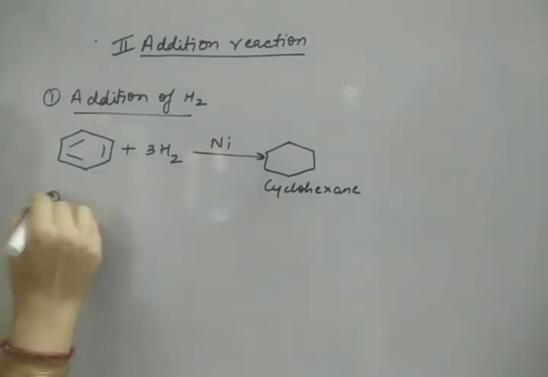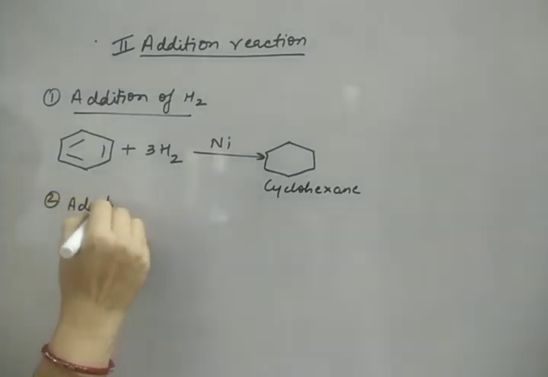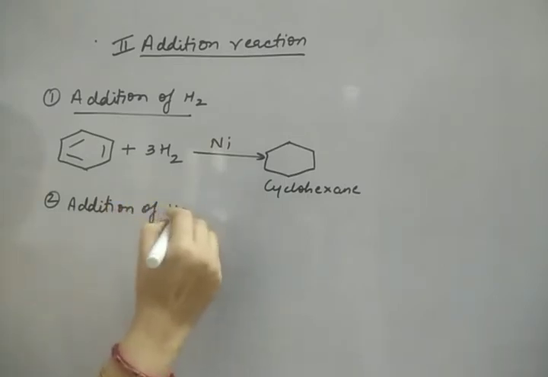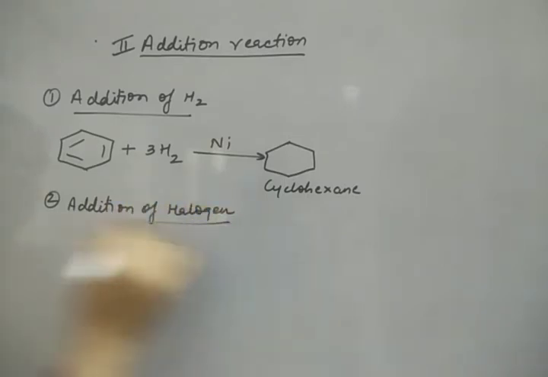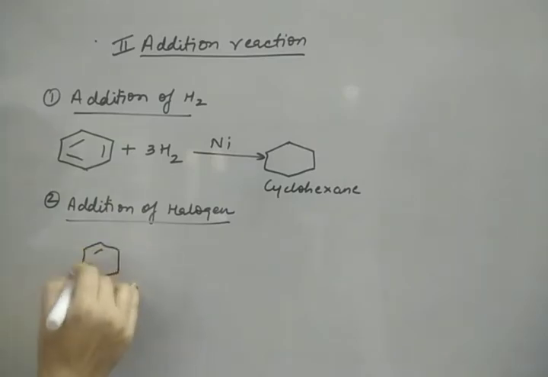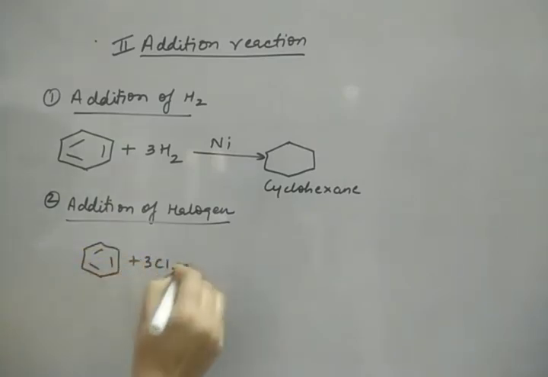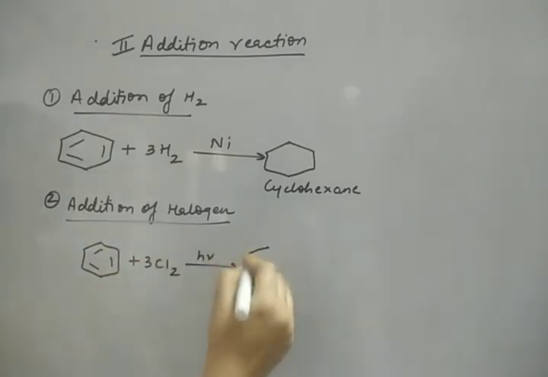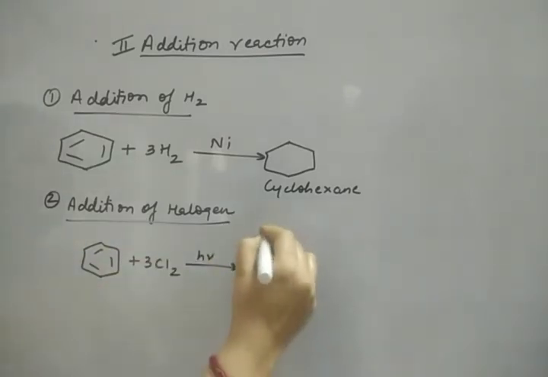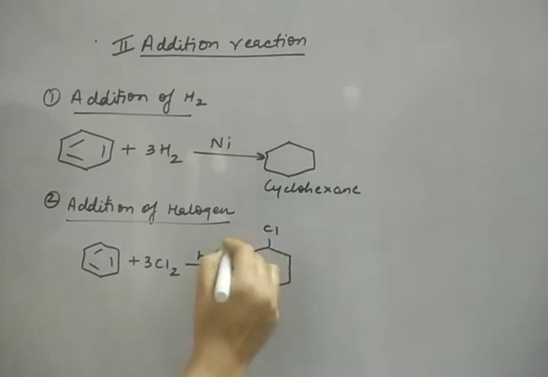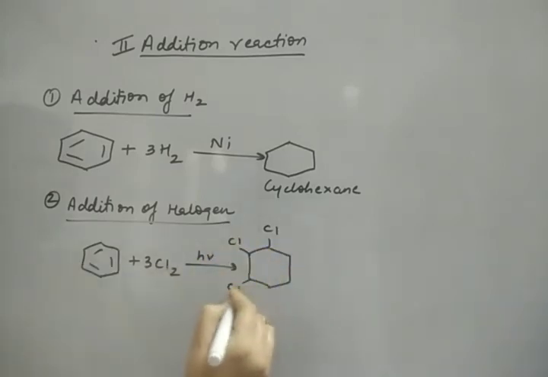The second is addition of halogen. And this is my benzene. Now I will be adding chlorine to it in the presence of sunlight. This addition will occur. So all the pi bonds will break and one chloro will come here. This bond will break like this.